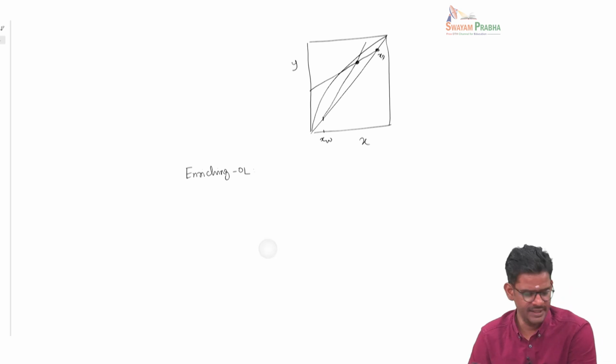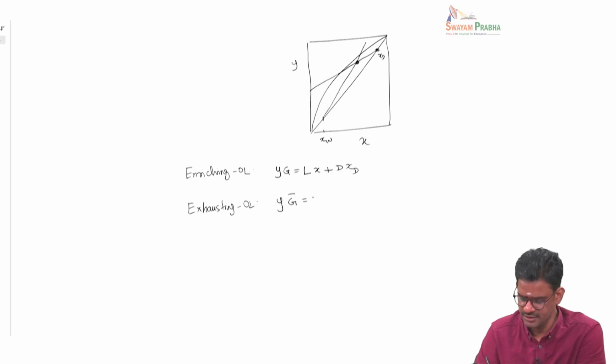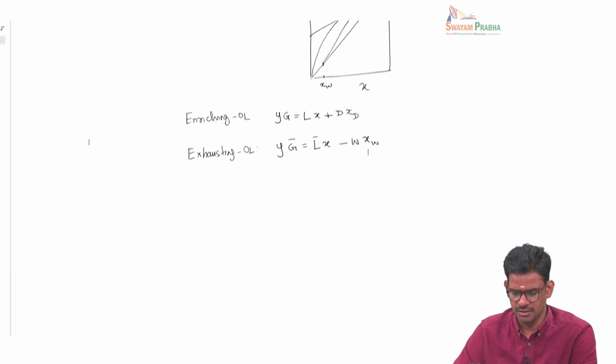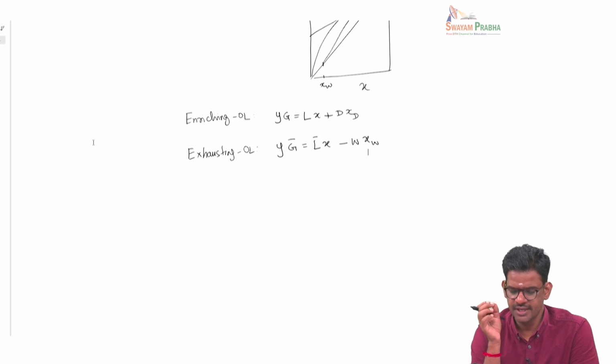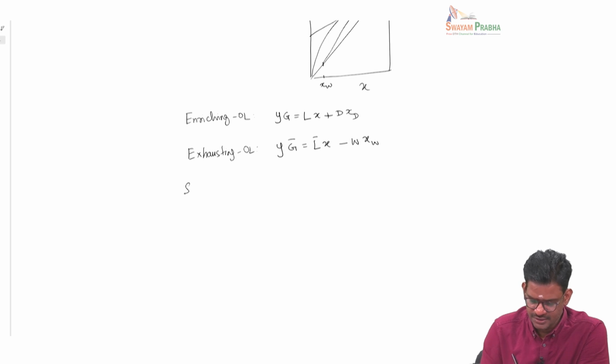So the enriching operating line equation is Yg equals Lx plus DxD, and for the exhausting line, we write Yg bar equals L bar x minus WxW. So here we can solve these equations to get the intersection points. First, we will subtract the two equations.